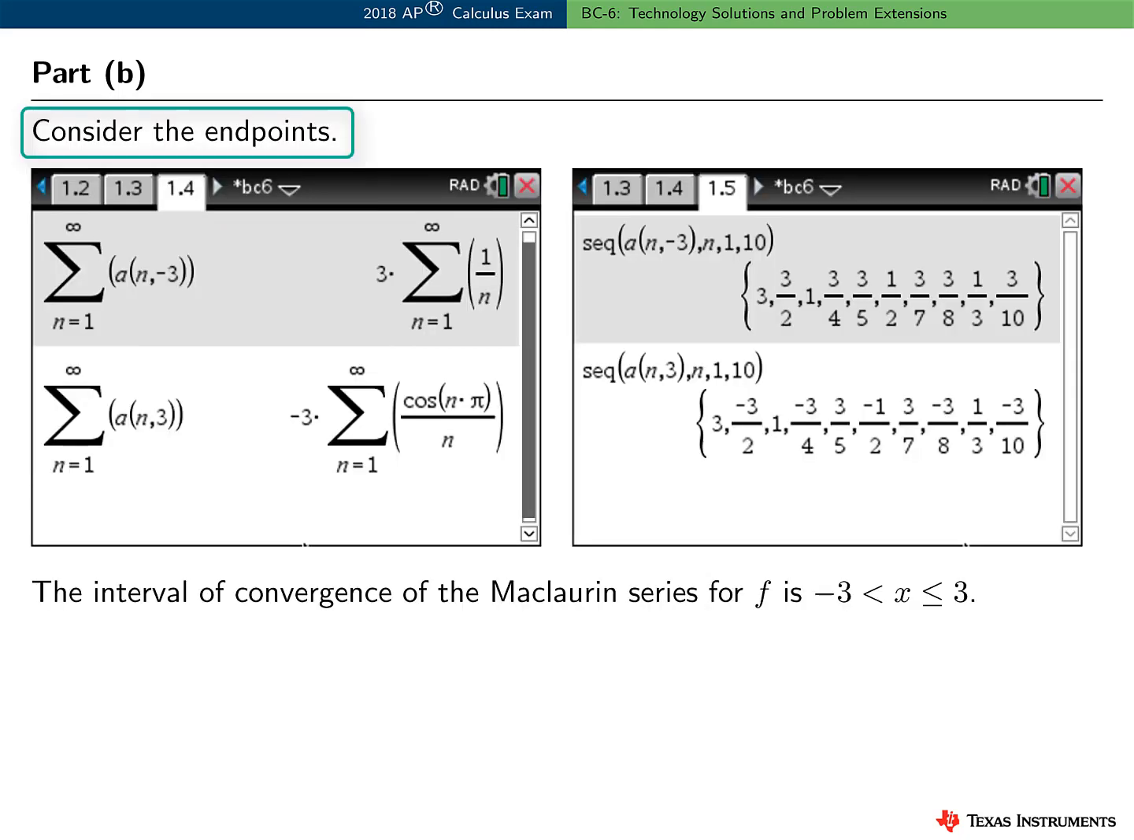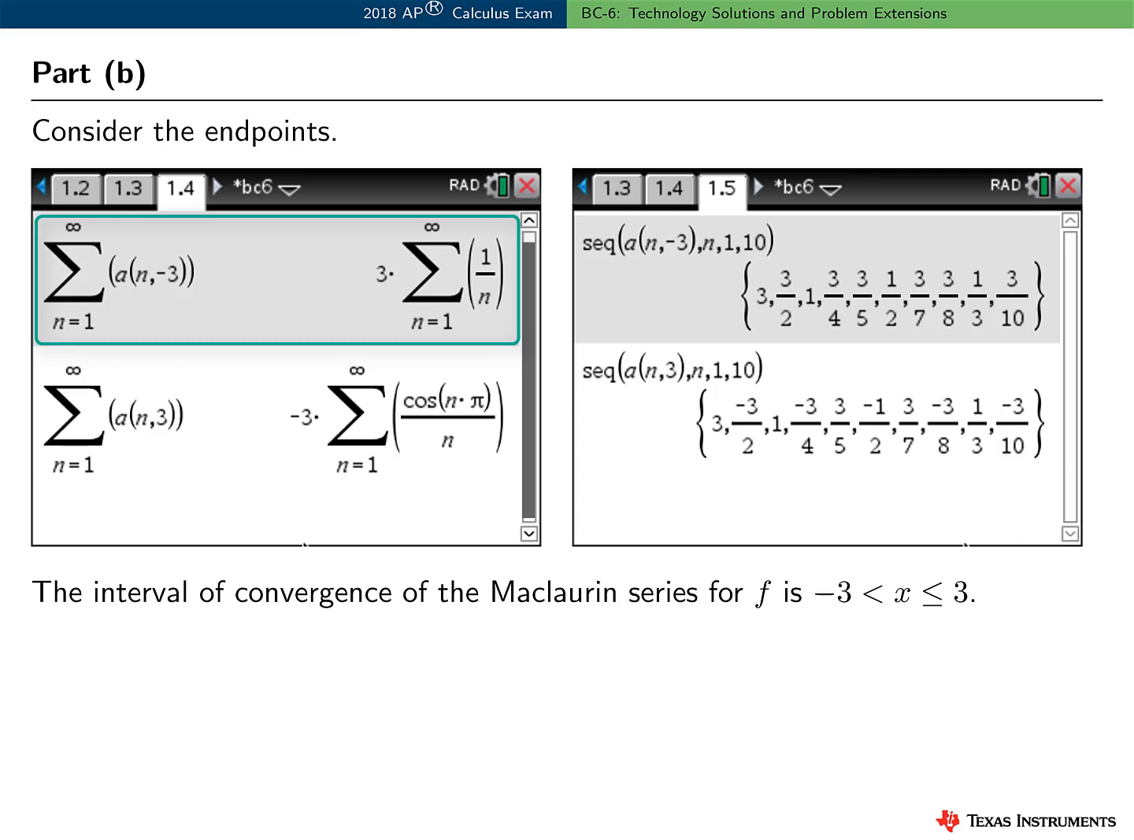To complete the solution to Part B, we need to consider the endpoints of the interval. So using the TI-Nspire, I tried to write and simplify the infinite series when x is equal to -3 and when x is equal to +3. My hope is that I'll be able to identify these series, know quickly whether they converge or diverge, or at least compare the result to a known series. And often the TI-Nspire will actually be able to evaluate the series.